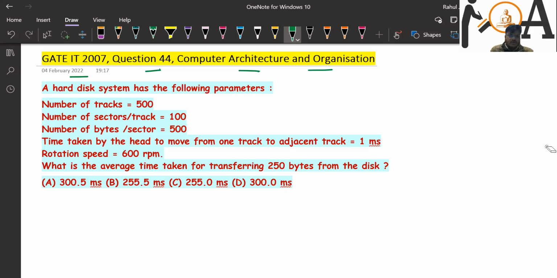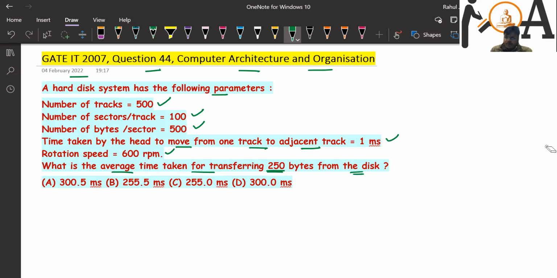And the question was, I am reading in front of you, a hard disk has the following parameters. Number of tracks is given to us as 500. Number of sectors per track is 100, number of bytes per sector is 500, and time taken by the head to move from one track to adjacent track is 1 millisecond, and rotation speed is 600 revolutions per minute. The question is, what is the average time taken for transferring 250 bytes from the disk? And four options are there.